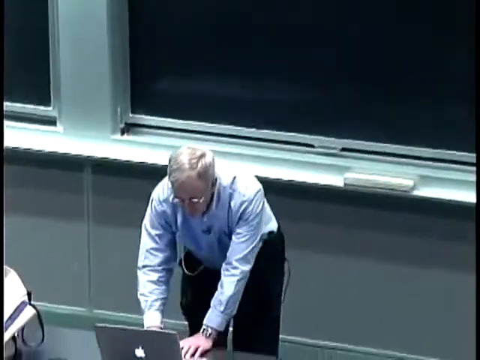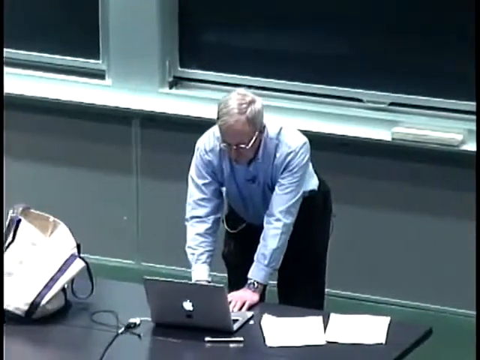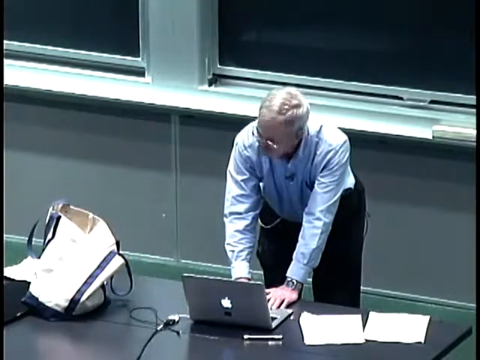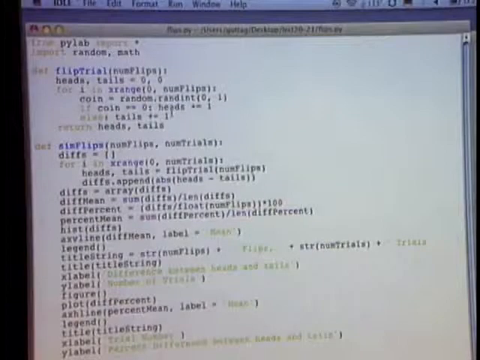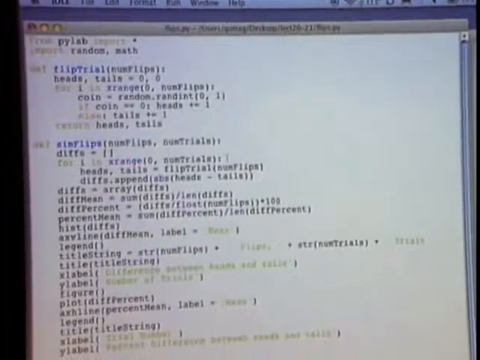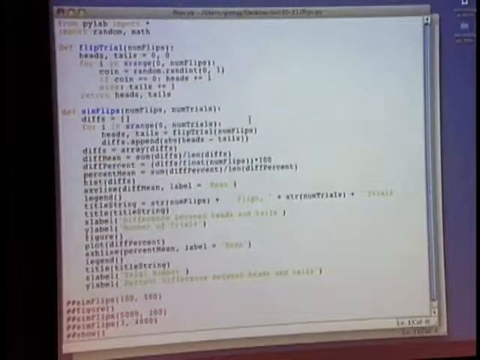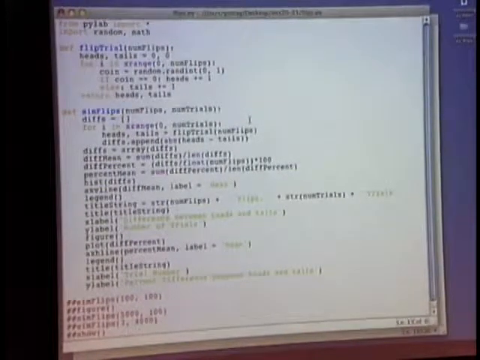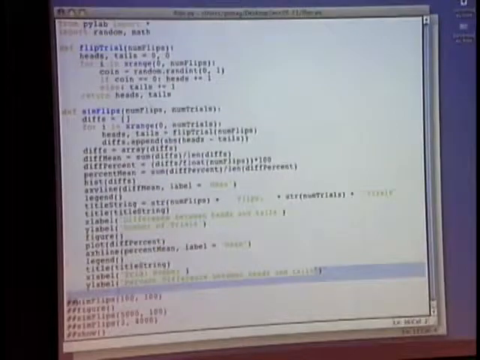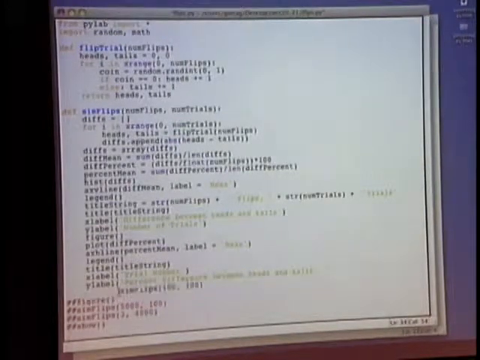All right, so for i in xrange, coin is equal to some random integer, 0 or 1. If coin is equal to 0, then heads, else tails. Well, that's pretty easy. And then all I'm going to do here is go through and flip it a bunch of times, and we'll get some answer and do some plots. So let's look at an example. We'll try, oops.